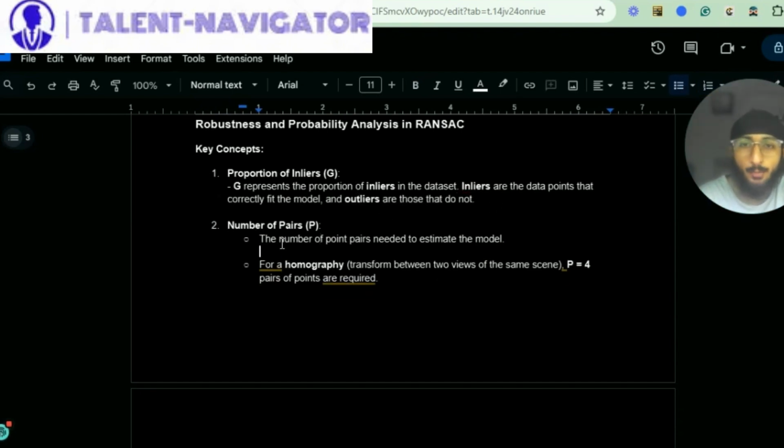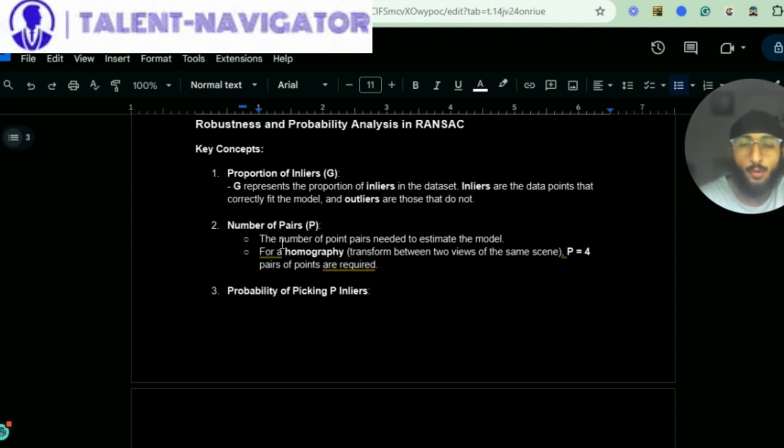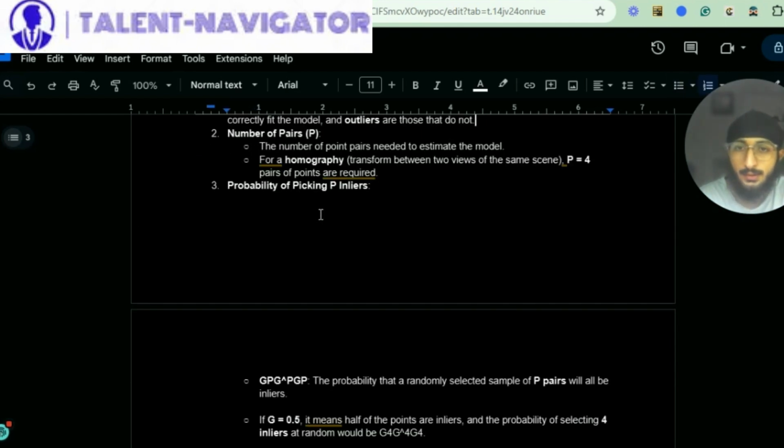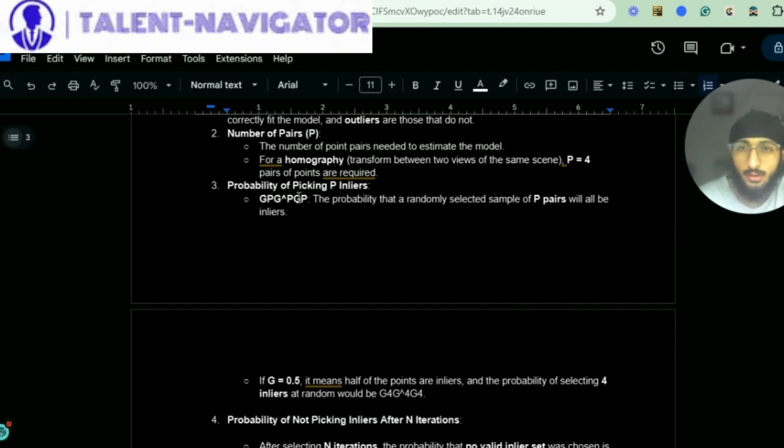Number of pairs: the number of point pairs needed to estimate the model. P. For homography, P is equal to 4 pairs required. Homography is a transformation between two views of the same scene. And probability of checking P inliers: it's basically G to the power P, the probability that a randomly selected sample of P pairs will all be inliers.